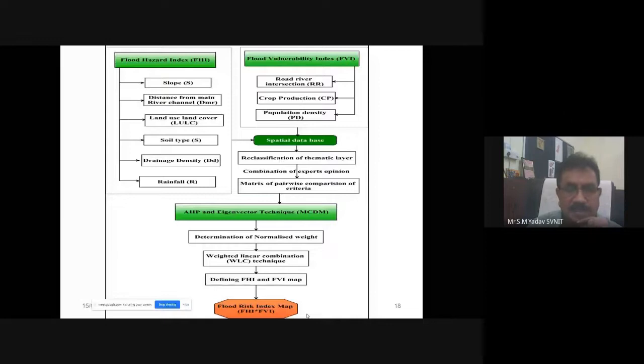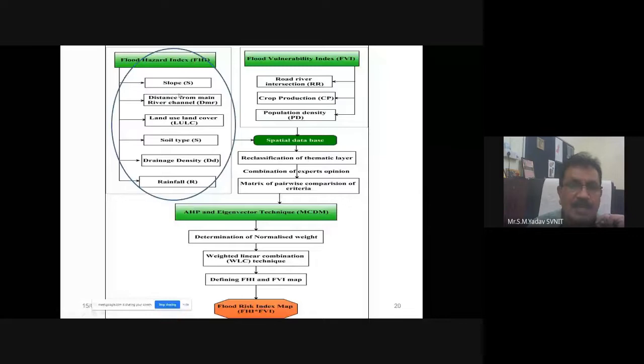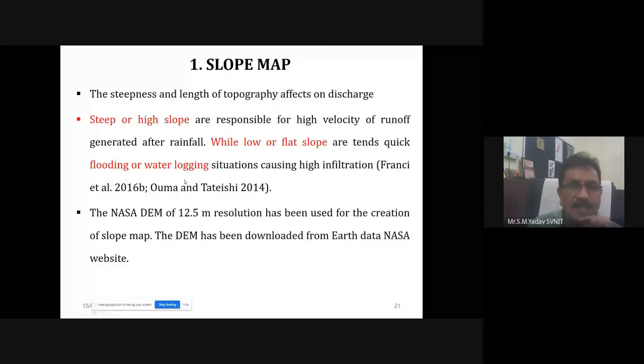So flood hazard index, creation of spatial data for flood hazard index map. We have considered the 6 parameters. What are they? Slope, distance from main river, land use land cover, soil type, drainage density, and rainfall. First, slope map. The steepness and length of topographic effects on discharge. Steep or high slope are responsible for high velocity of runoff generated after rainfall, while low or flat slopes cause quick flooding or waterlogging situation, causing high infiltration.